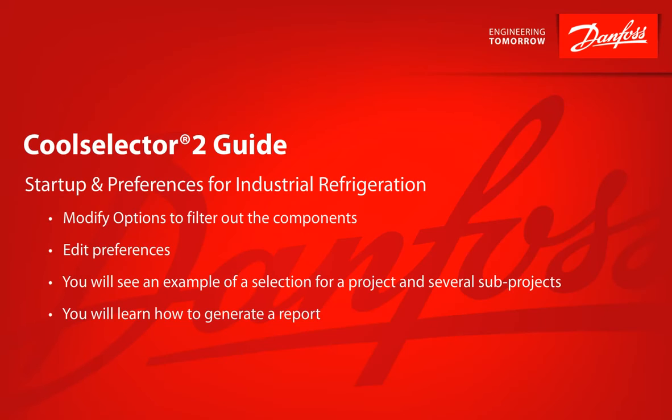In this session, we will start up Coolselector and set it for industrial refrigeration solutions. After this video, you will know how to modify options to filter out the components and edit preferences. You will see an example of a selection for a project and several sub-projects. You will learn how to generate a report.